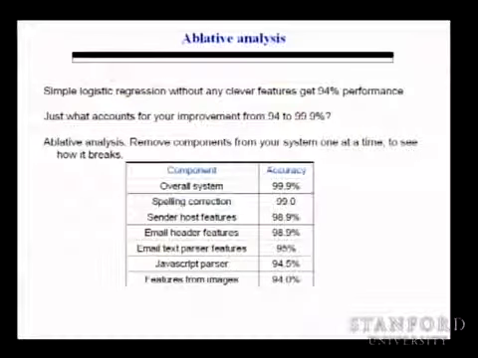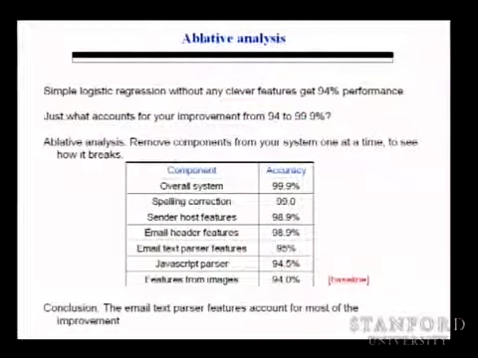Right? And so in this contrived example, you see that the biggest drop occurred when you remove the text parser features. And so you can then make a credible case that the text parser features were what really made the biggest difference here. Okay? And you can also tell, for instance, that removing the sender host features on this line, performance dropped from 99.98 to 98.9%. And so this also means that in case you want to get rid of the sender host features to speed up computation or something, that would be a good candidate for elimination.